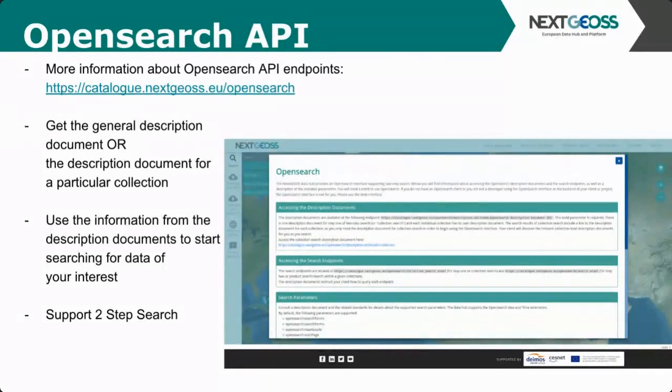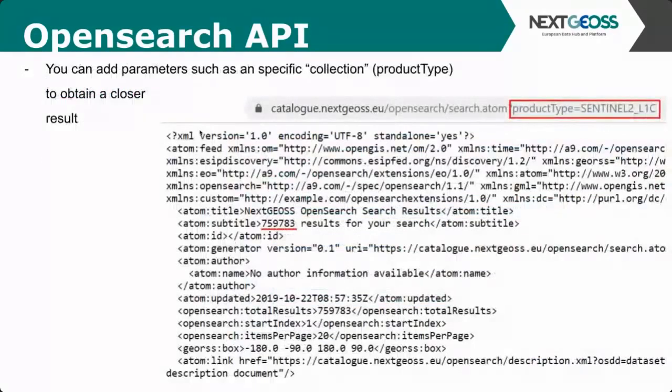I should also mention here that the OpenSearch API endpoints support two-step search. Let's take a look at an example. We can go on and select and filter the data for a specific collection, as we did previously through the Data Hub. In this example, we're looking at Sentinel 2 L1C products. And as you can see, the product type is directly applied and the user gets a closer result.